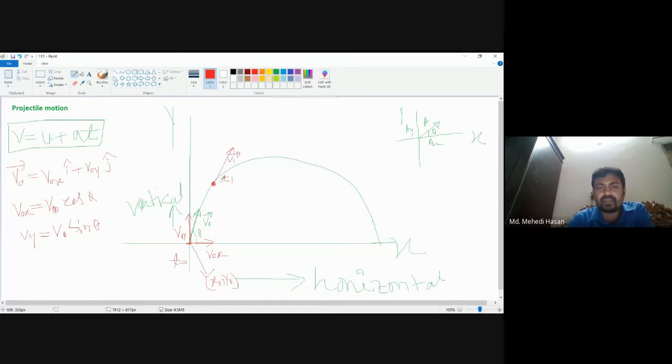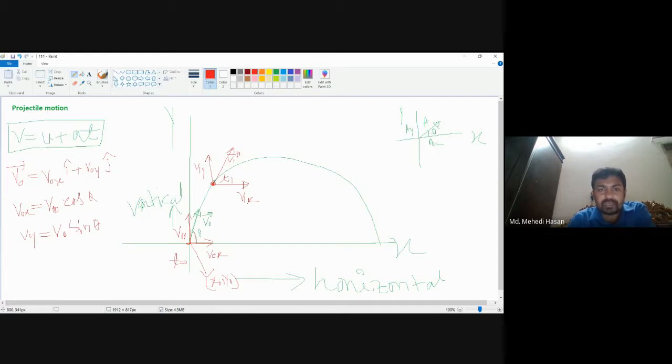This velocity vector has two components: along the x-axis is v1x, and along the y-axis is v1y. The angle theta produced by v naught with the x-axis is not equal to the angle produced by v1 with the x-axis. So the velocities are different and the angles are also different, and you have to use t1.